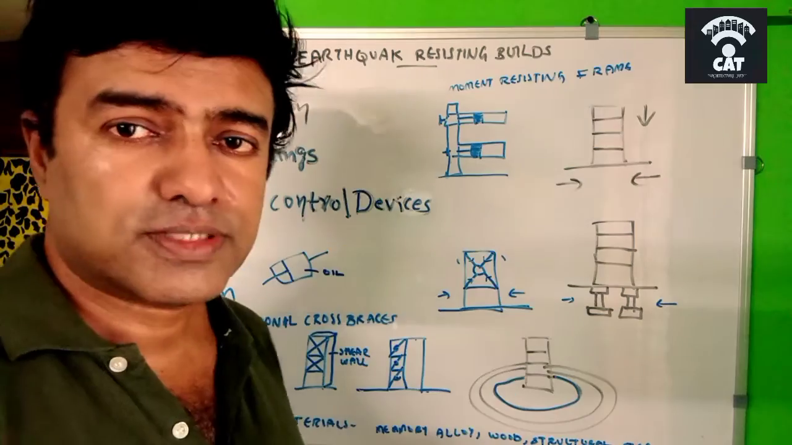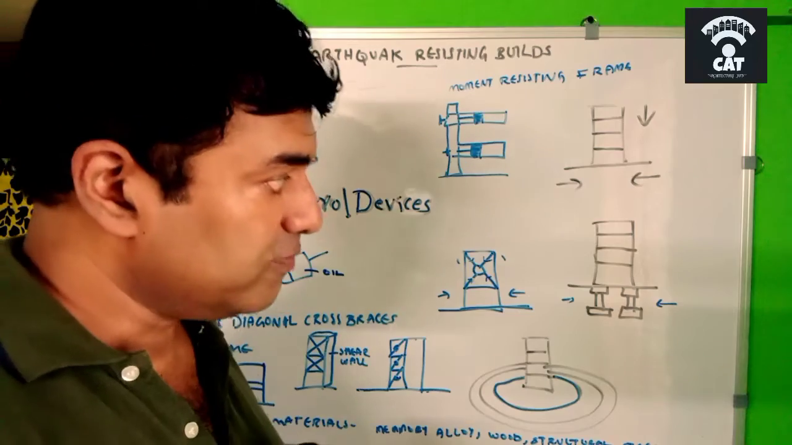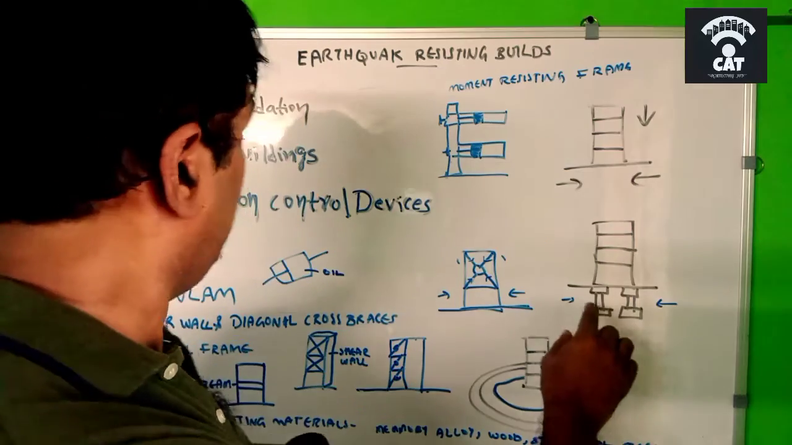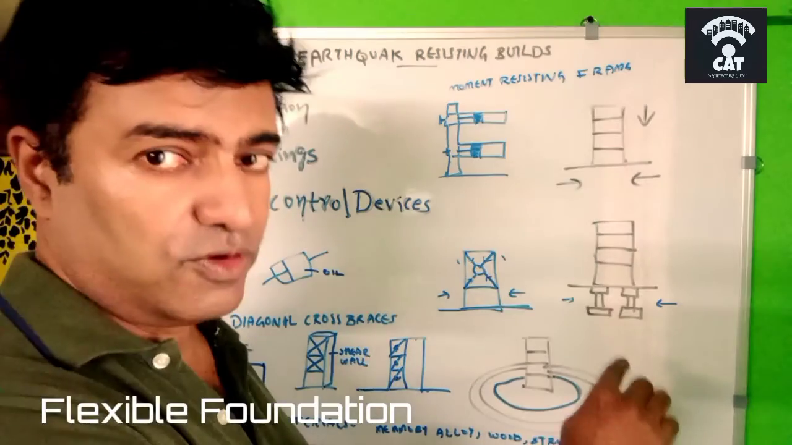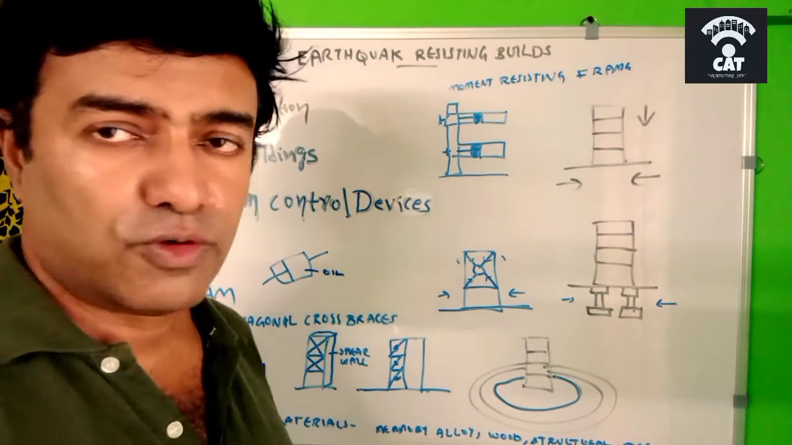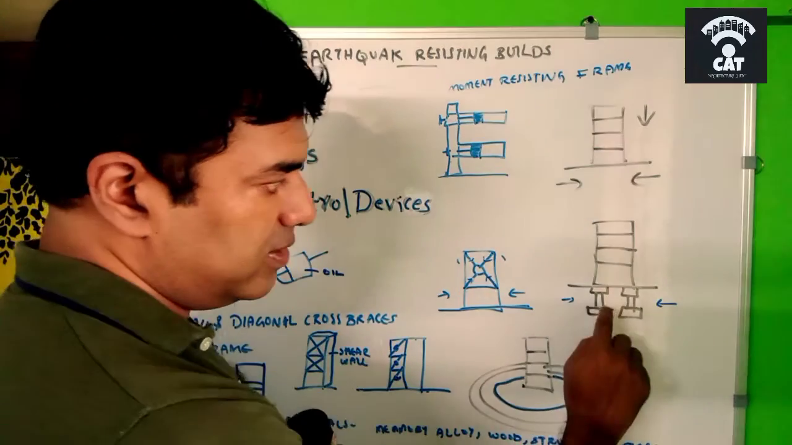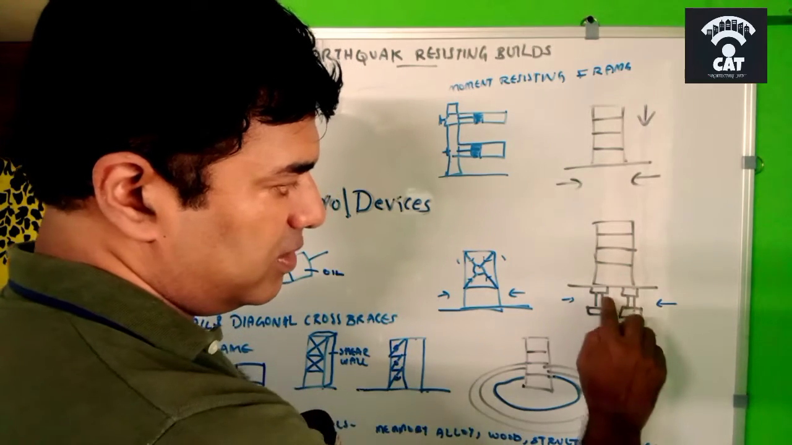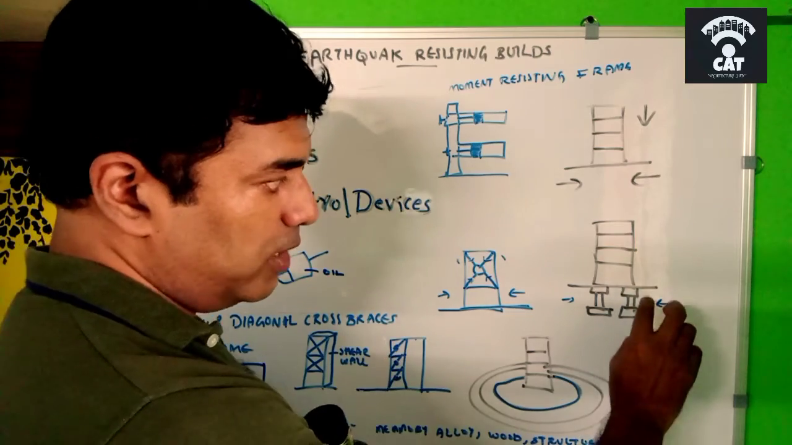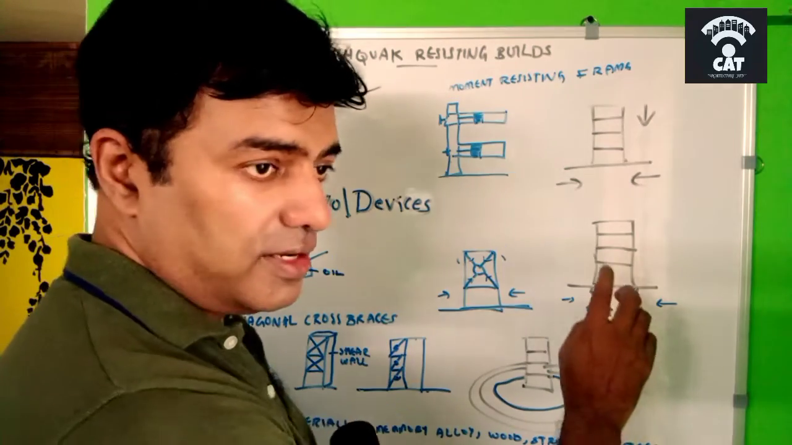In order to prevent such a thing, we can go for isolator foundations, in which the building will be isolated from the foundations. That is called isolated, or flexible, foundations. The flexible foundation will not be rigid like the usual foundations that we provide for buildings. So here, look, this is the building, this is the ground level, and this is the foundation part. This is an isolator or a flexible pad, which consists of steel, rubber and lead.